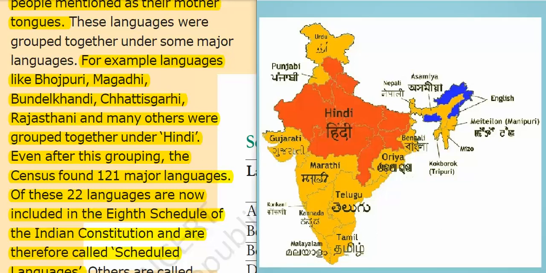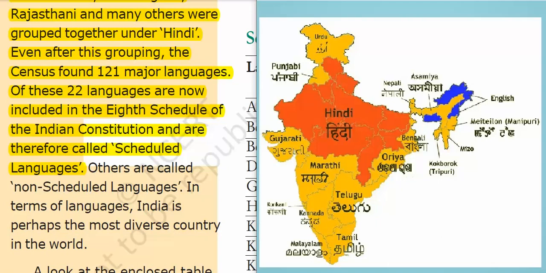Even after this grouping, the census found 121 major languages in India. Out of these, 22 languages are included in the 8th schedule of the Indian Constitution, and these languages are called scheduled languages. Remaining languages are termed as non-scheduled languages. In terms of languages, India is perhaps the most diverse country in the world.